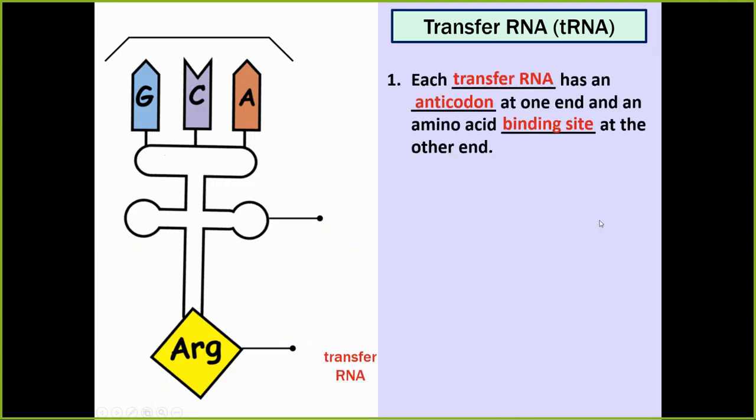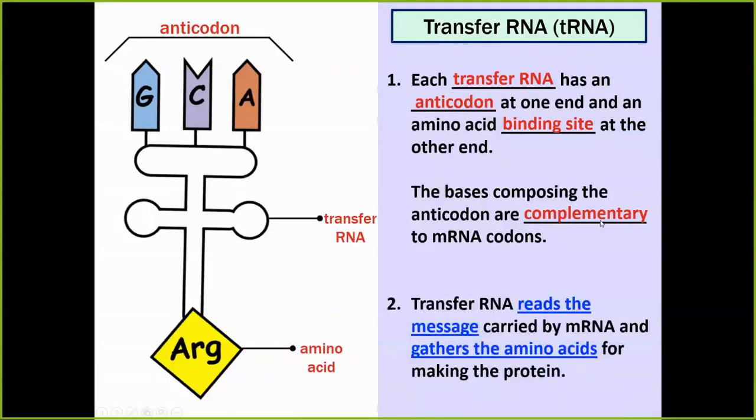All right. You have a diagram of transfer RNA. Please make sure that you label it. It is towards the bottom of page 3.